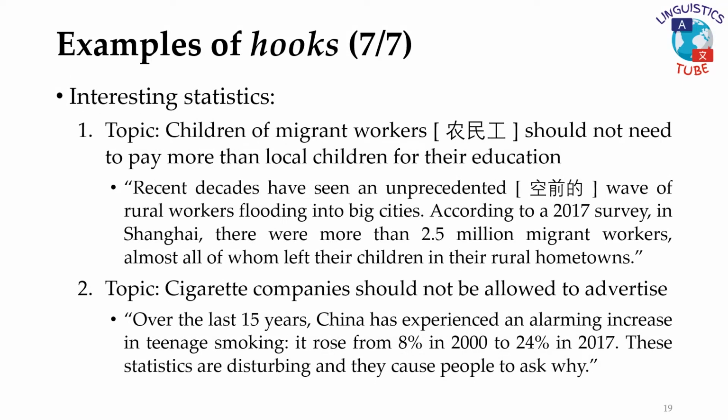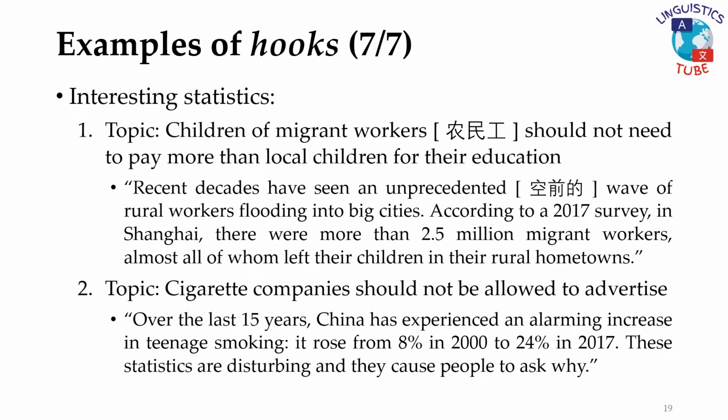Facts can also include statistics. For example, in the first topic, children of migrant workers should not need to pay more than local children for their education. The hook is, recent decades have seen an unprecedented wave of rural workers flooding into big cities. According to a 2017 survey, in Shanghai, there were more than 2.5 million migrant workers, almost all of whom left their children in their rural hometowns. Not only is the statistic a huge number, but the topic is also emotional. Both of these together make a hook very interesting.